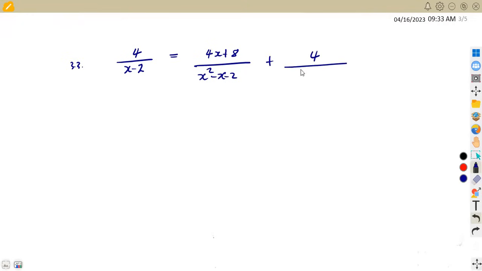All right, so this is 3.3. On this question, we are asked to solve 4 over x minus 2, which is equivalent to 4x plus 8 over x squared minus x minus 2, plus 4 over x squared plus 4x plus 3.